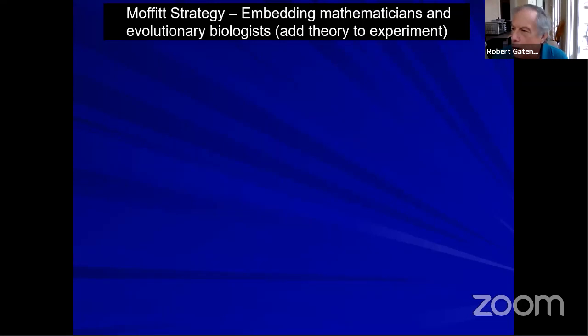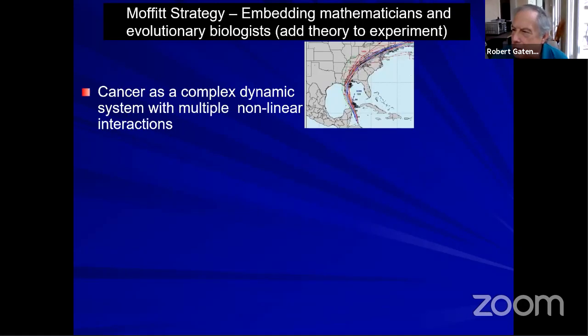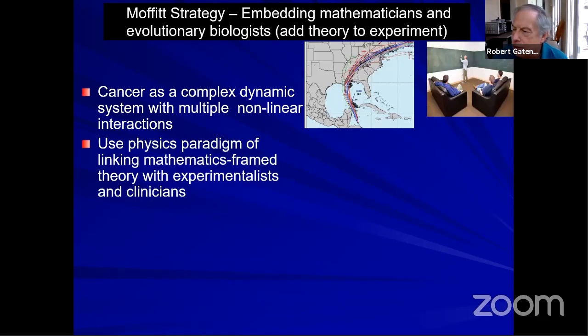And so this is very much the goal here. It's to view cancer as a complex dynamic system with multiple nonlinear interactions. What we've done is to use the physics paradigm to link mathematics and theory with experimentalists and clinicians. The core of what we do is actually on the 4th floor of a building in which we house the mathematicians, evolutionary biologists, clinicians, and experimentalists. And the core of this is shown here on the right.